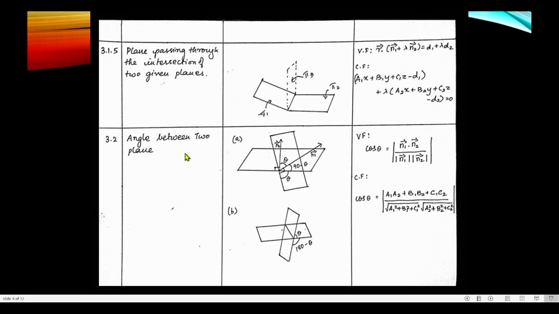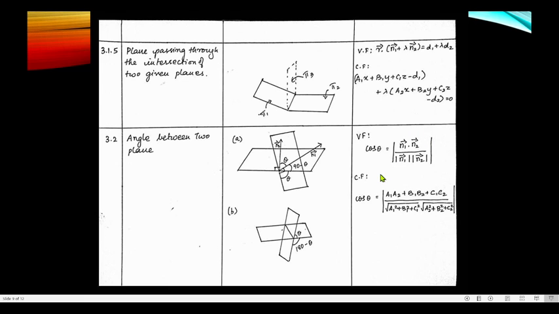Next concept, angle between two planes. I have given the diagram here, that is angle between two planes. Here vector form is cos theta is equal to modulus of n1 vector dot n2 vector divided by modulus of n1 vector into modulus of n2 vector. Here modulus represents the magnitude of n1 vector and n2 vector, and the whole modulus is there because theta will not be negative, so we are introducing a modulus.